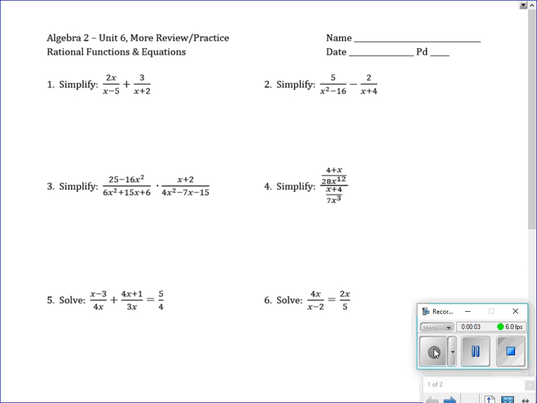All right, so I'm going to go over these problems from Unit 6. Remember, if you don't have your Unit 6 review sheet done, you cannot retake the Unit 6 test.